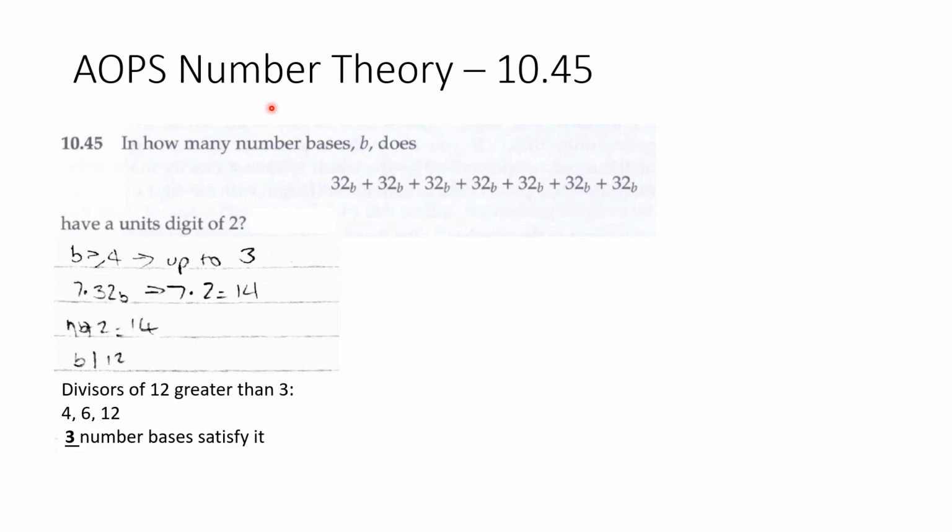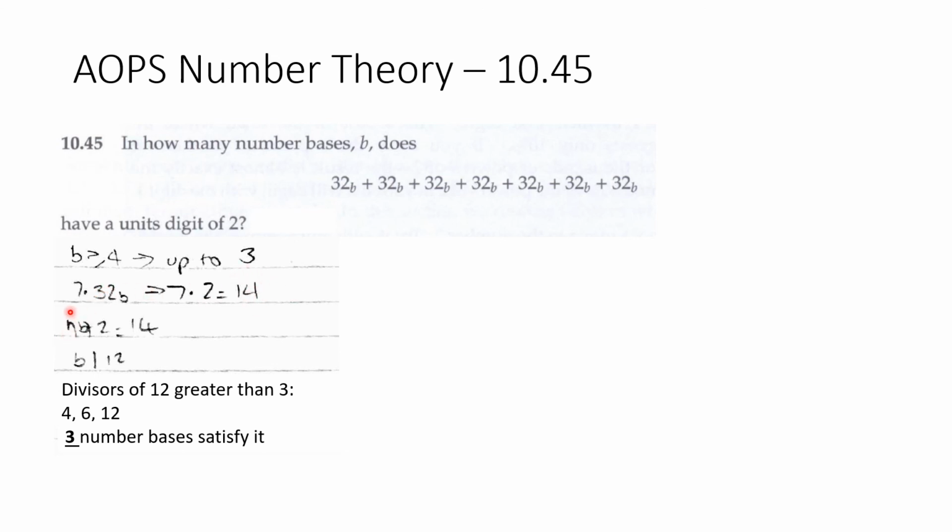AOPS number theory 10.45. In how many number bases B does this have a units digit of 2? So since they use 3 over here, that means B is greater than or equal to 4. So this thing is basically equal to 7 times 32 in base B, because there's 7 of these added together. And 7 times 2 is equal to 14, so that's like the units digit.